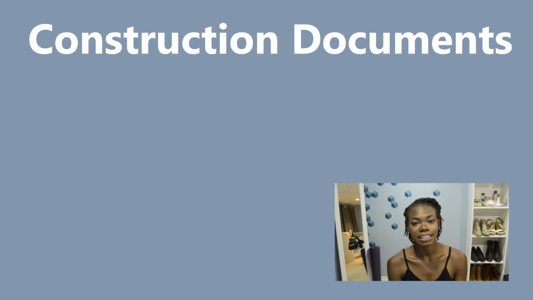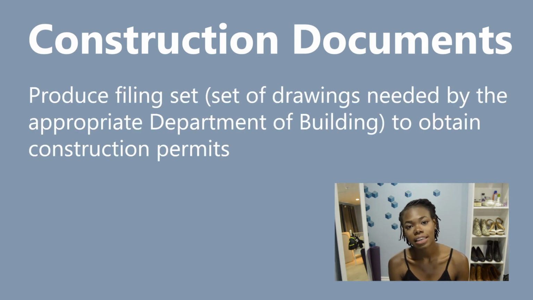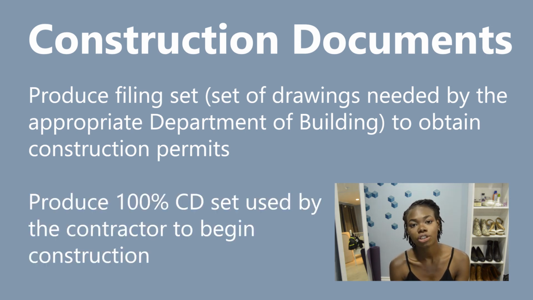So now we have CD, construction documents, and this is a step where you start to produce your filing set and then go on to produce your full drawing set, which your general contractor will use to actually build your building. And this is what essentially also leads to getting your permits for construction.